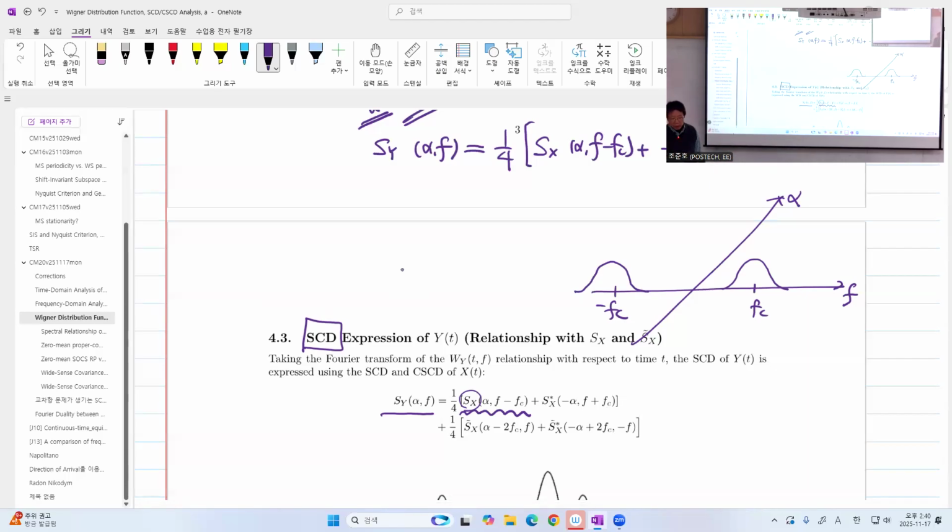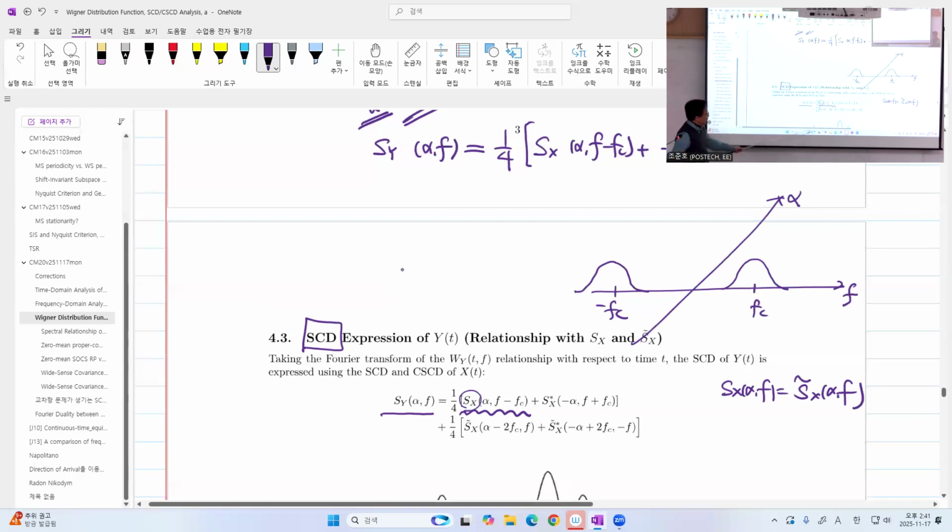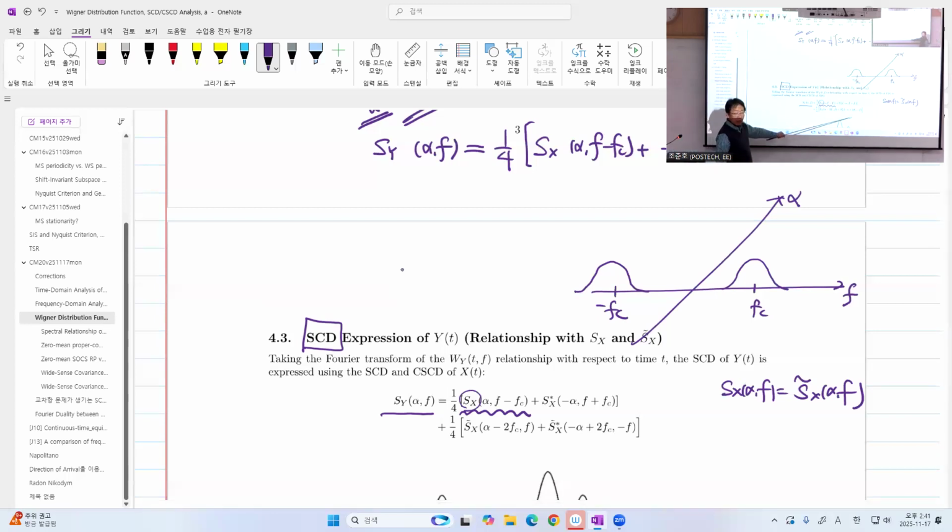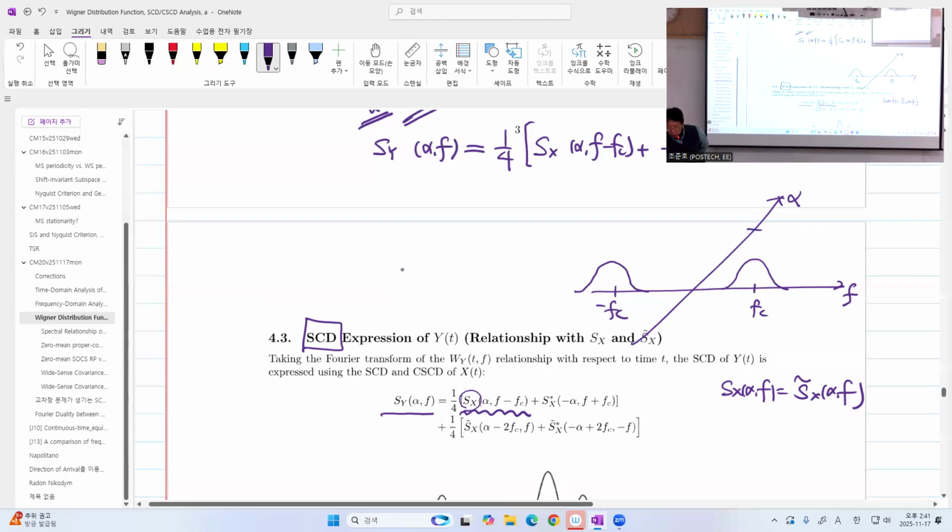And now, what about these things? Simply assume that X is improper real, so this guy is same as that one. Then what do we have in this case? Interestingly, these two terms mean what? The same thing shifted in the alpha domain by 2 times Fc. So here you have 2 Fc and negative 2 Fc, something like this.